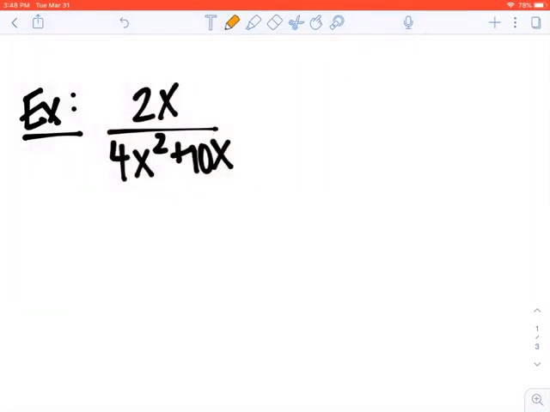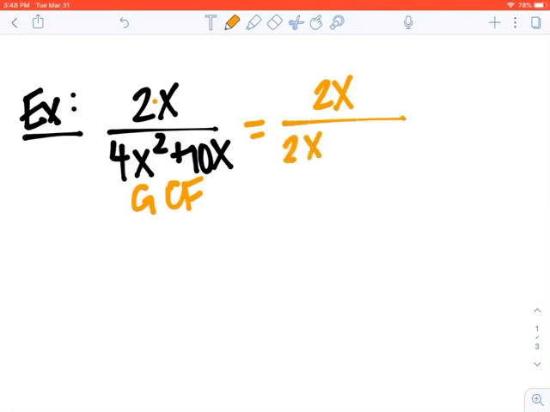The 2x cannot be factored, okay? There's a 2 times x, there's only those factors. But the bottom, I can do a greatest common factor. So I will do that. So on the top, I have 2x. On the bottom, I have, let's see, I'll take out a 2x also. And I'm left with 2x plus 5.